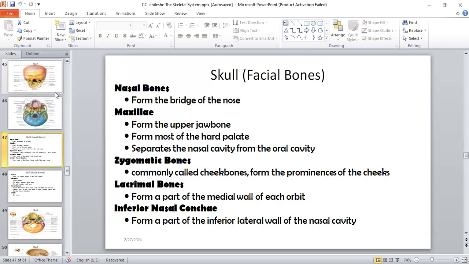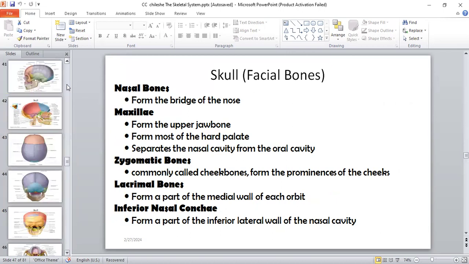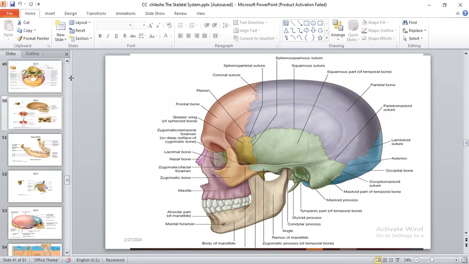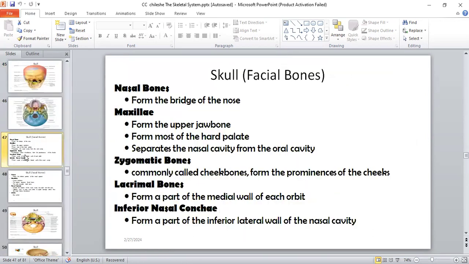And then we have lacrimal bones. Lacrimal bones are found in the orbits. You look at those on the medial aspect of the orbit, those are lacrimal bones. We have one on each side.